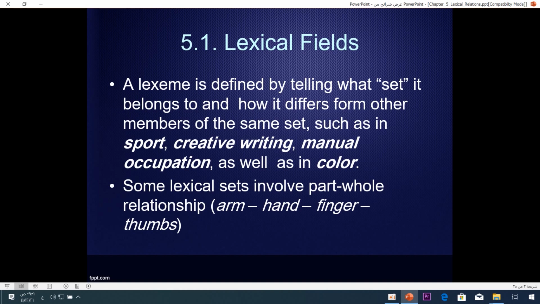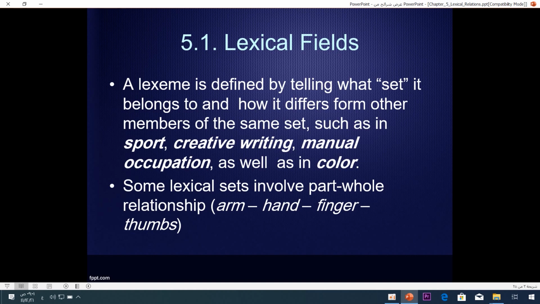I mean, the same group of words, such as in sport. Does the word belong to sport or physical activities, creative writing, manual occupation, as well as color. Some lexical sets, and once again I say the word lexeme or lexical is related to vocabulary items or words.